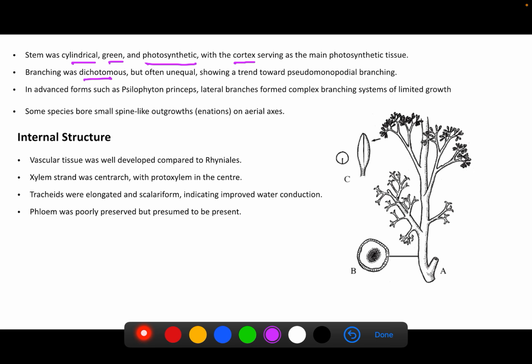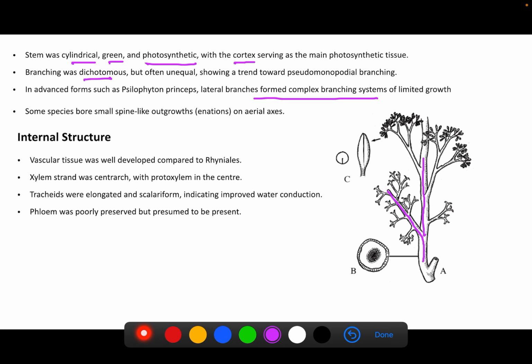If you see from here, it appears that this is one branch which is a lateral offshoot, but this is the primary branch, isn't it? It appears like that, but it need not be so. It is dichotomy, but unequal dichotomy. So lateral branches are forming a complex branching system.